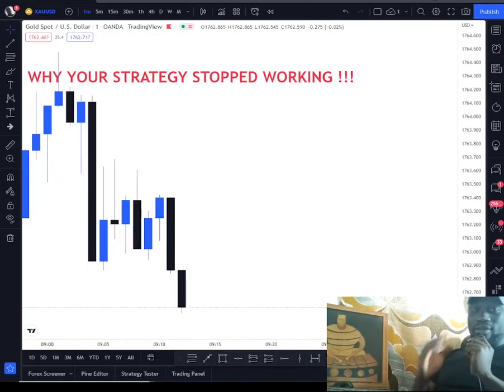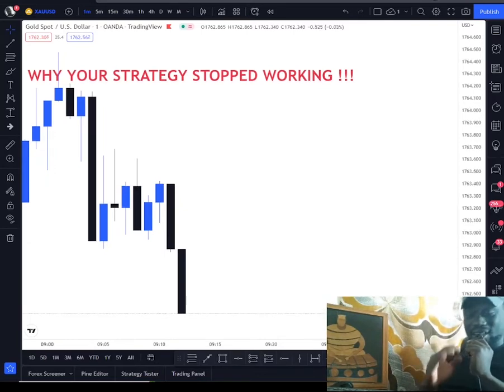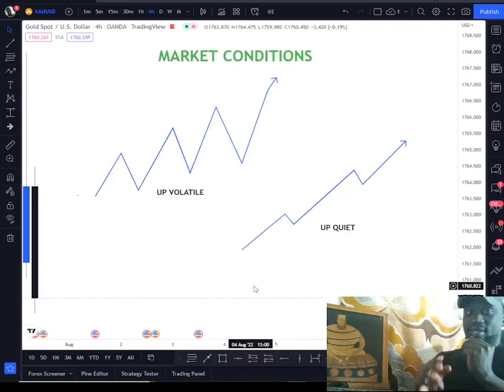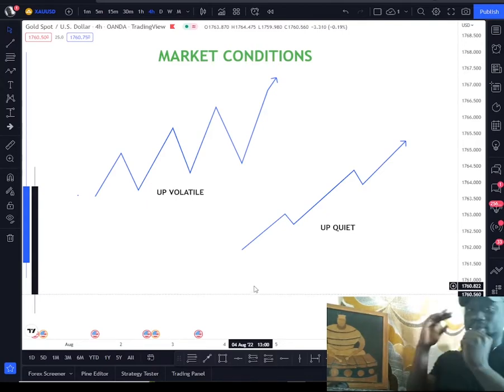So one of the very first reasons why strategies change is that the market condition relating to the strategy has changed. Now what do I mean by this? Now there are 6 market conditions in the market. For the uptrending market there are 2 types, which is the up volatile and the up quiet market. Now let me explain what this is.